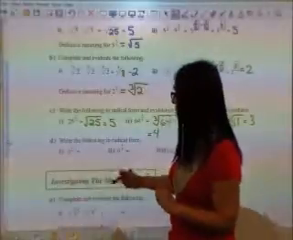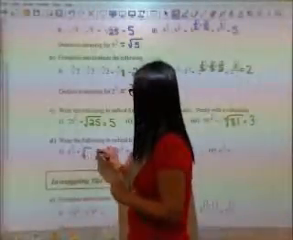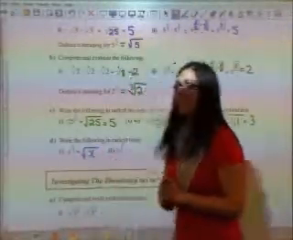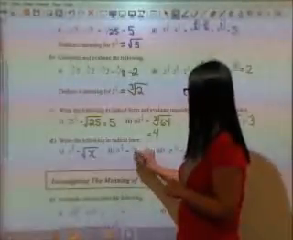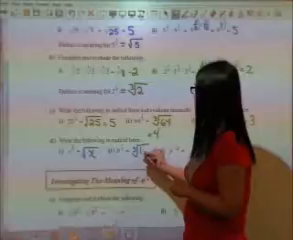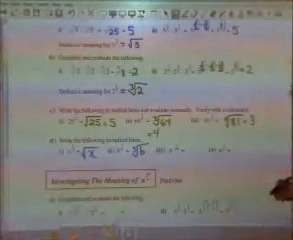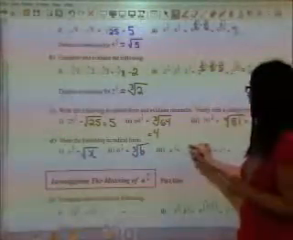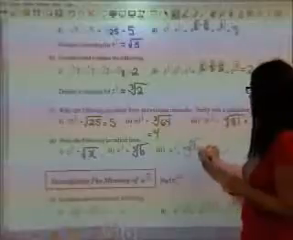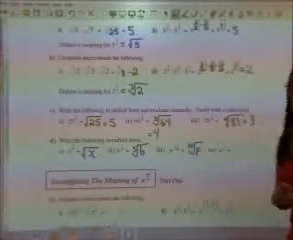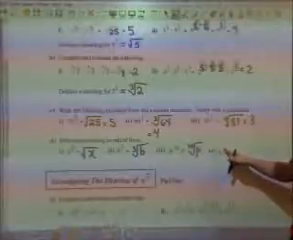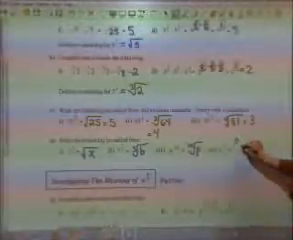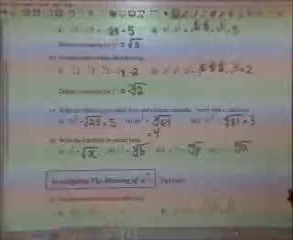So x to the power of 1/2 would become the square root of x. b to the power of 1/3, the cubed root of b. p to the power of 1/10, the 10th root of p. And so then a to the power of 1 over n would be the nth root of a.